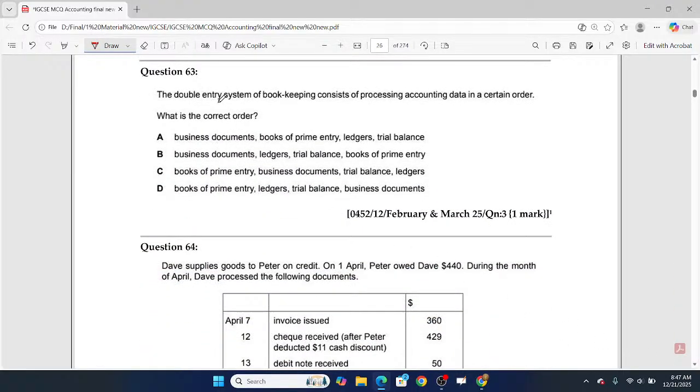Okay. The double entry system of bookkeeping consisted of processing accounting data in a certain order. How? Already we have studied, no? Business document, and then book of prime entry and ledger trial balance. That's the correct one. Business document, ledger trial balance. No. Book of prime entry will come here. So A is the correct one. Is that clear?